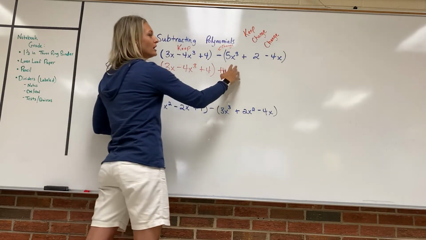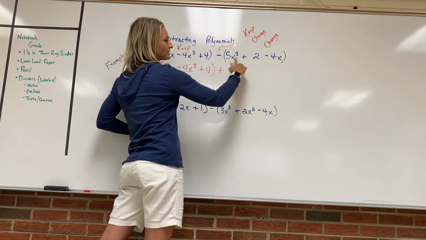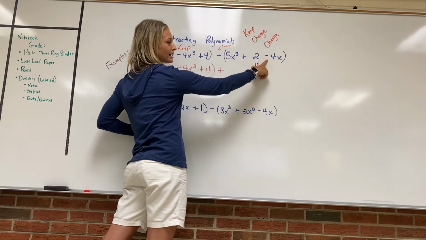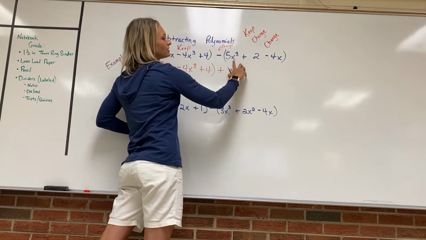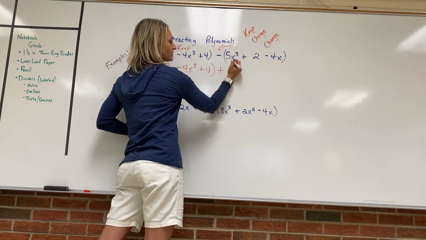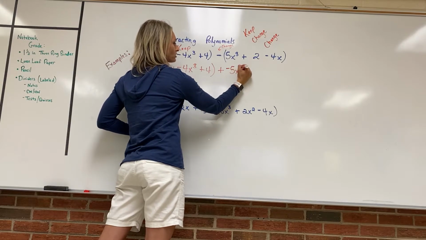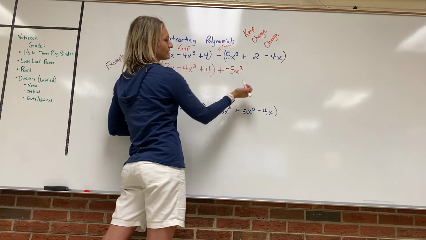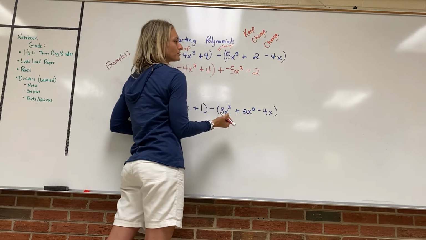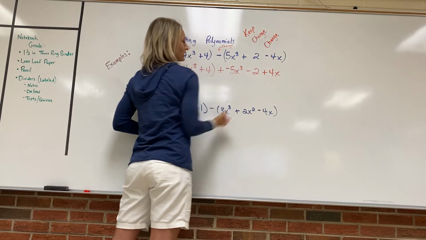And make sure, a lot of people for some reason miss one of these, so make sure you look at how many terms there are. So remember, the plus and minus signs separate your terms. So you look at all the terms and you change the sign of all of them. So this 5x to the third will now be a -5x to the third, okay? And we'll talk about what that is in a second. Then that +2 will become a -2. And then the -4x will become a +4x, okay?